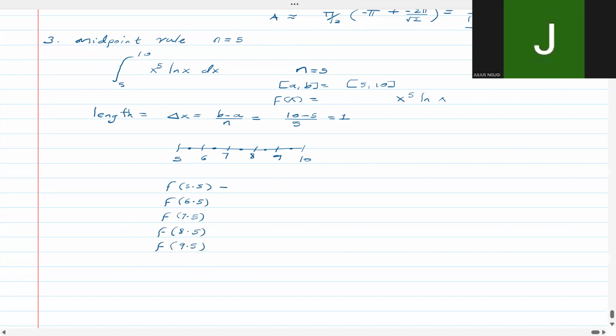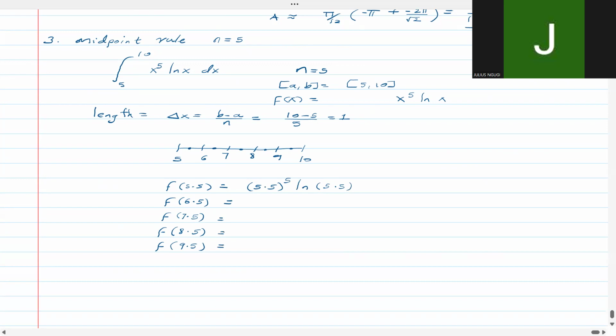So substitute them in the function x power 5. So x is 5.5 for the first one, raised to the power of 5. We find then ln of 5.5. And then you complete all of them, plugging in the value of x.